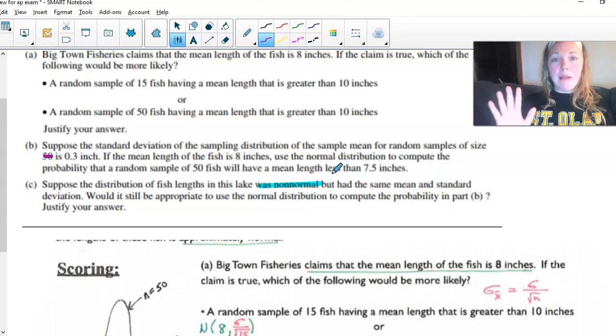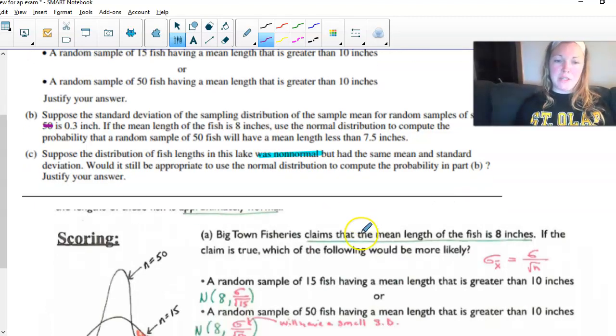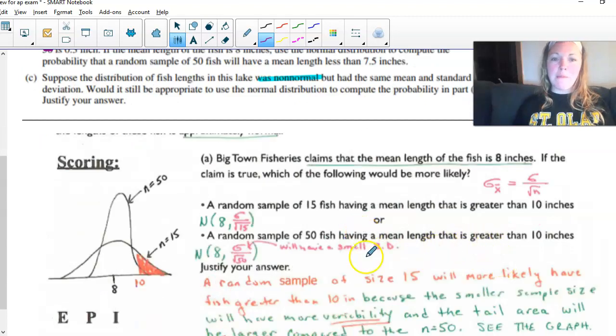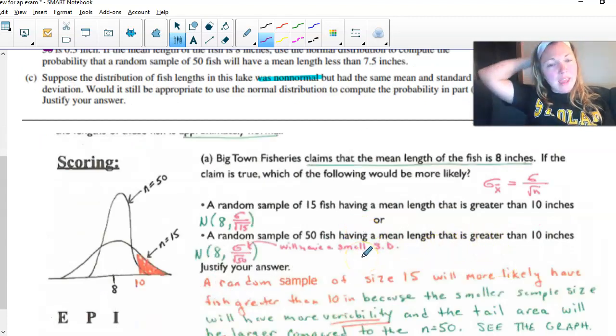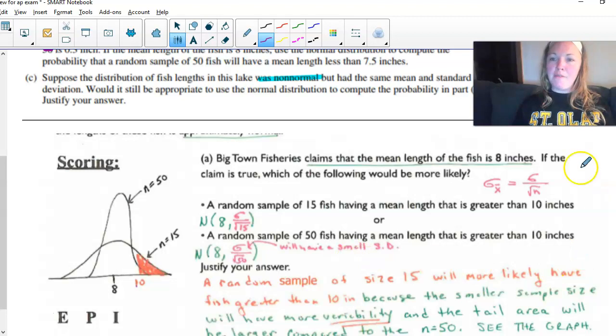So I think this is a good problem. I'm going to try to get this in our review session tomorrow. But if I don't, I'm going to just have you pause it. You can read through A and B, and then I'm going to go through, and I have the key for A down here, which I think is a good one too. It's just talking about which one is more likely to happen if you would have something greater than 10 inches.